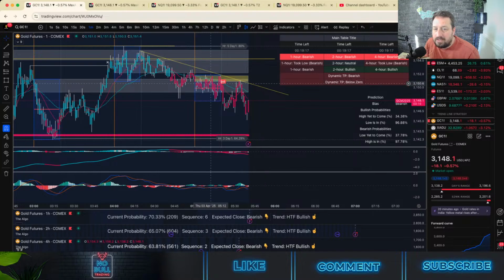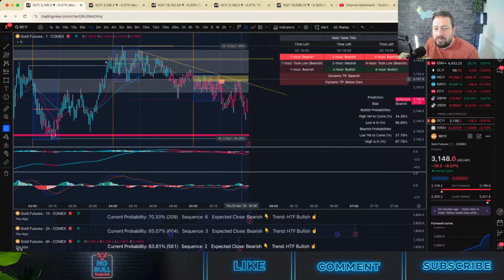I do like these box scalps though. I mean, look at that tap back. When dynamic TP's bearish as well, right? So when you've got your bullish hour, you expect to be above. When you've got your bearish, you expect to be below. It's a beautiful little trade out of there.